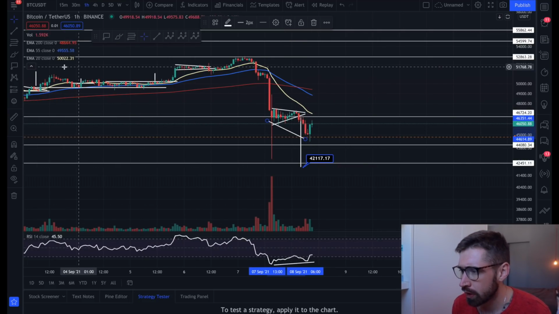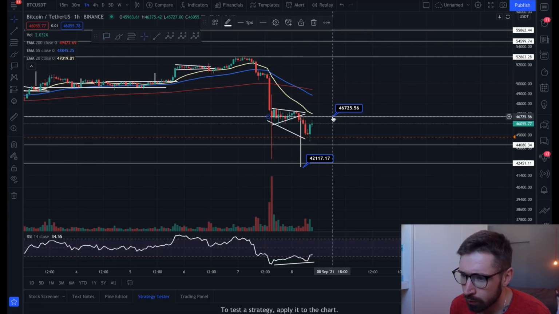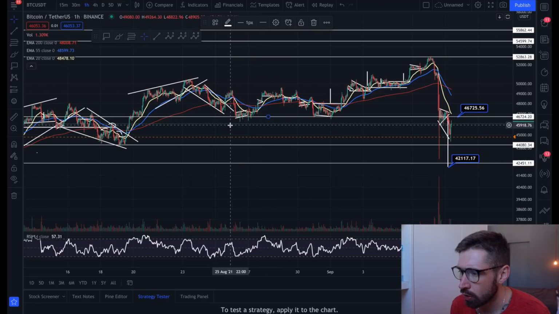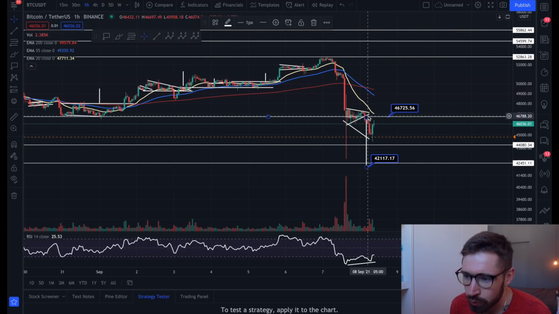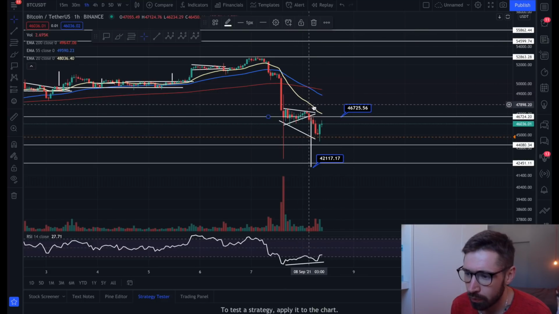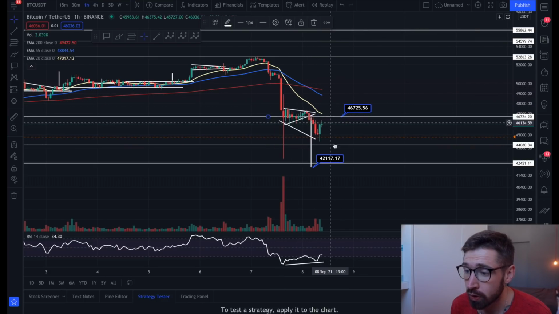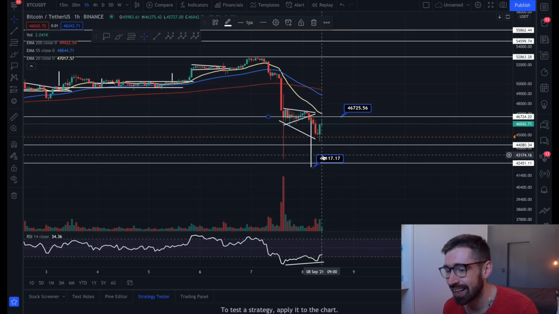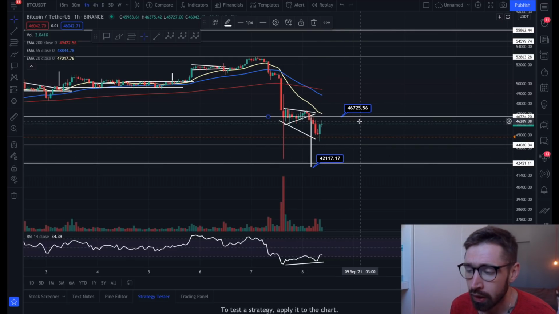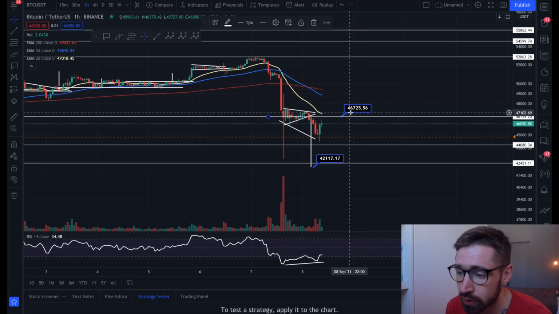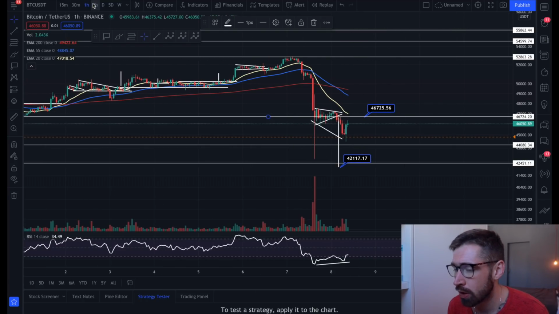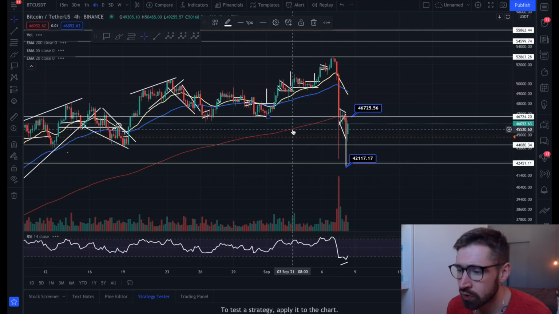Now if we come up and we get rejected by this level at about 46,000, which was also a previous level of resistance, then that's when we can see that continuation. The EMAs come up, we get rejected, and we roll over, and we see that continuation to the downside. It would be absolutely crucial if we're going to see a bounce back to the upside for us to get back above 46.7K.